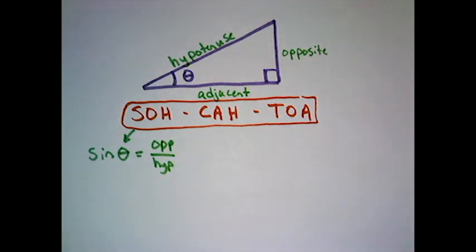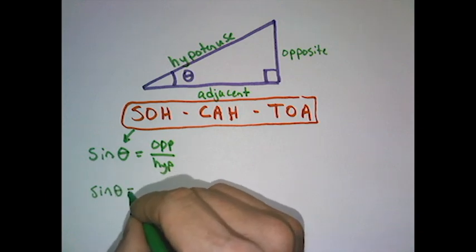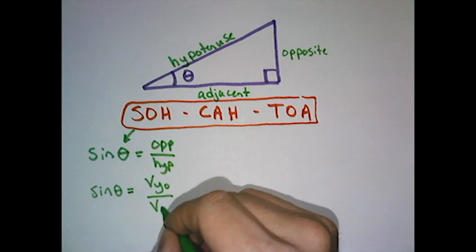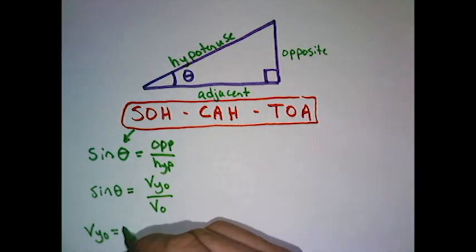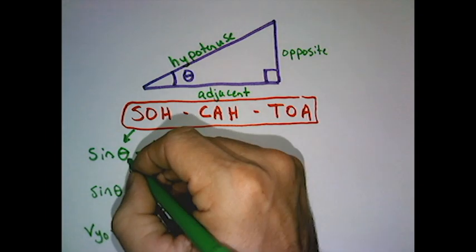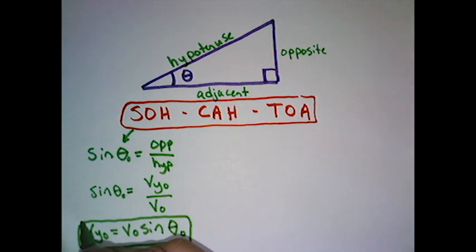Now if we think about it in terms of our velocity, the launch velocity will be the hypotenuse, and the opposite side will be the y part of that launch velocity. So sine theta is vy naught over v naught. And therefore I can figure out what amount of my launch velocity is in the y direction by multiplying the launch speed by the sine of the launch angle. Please add this to your equation card.